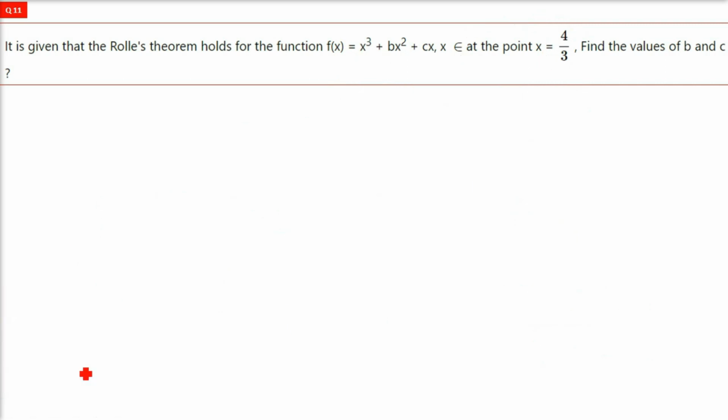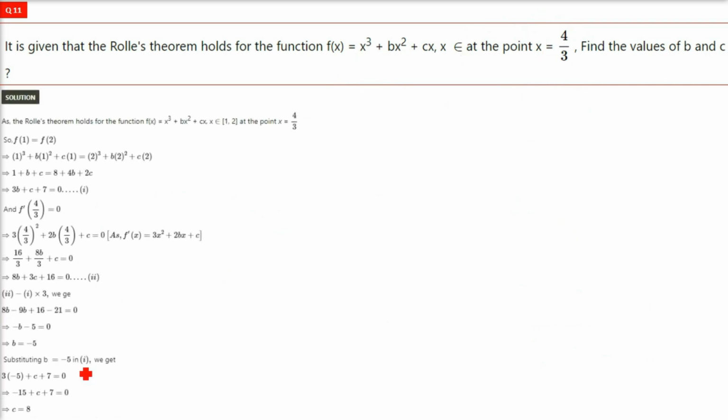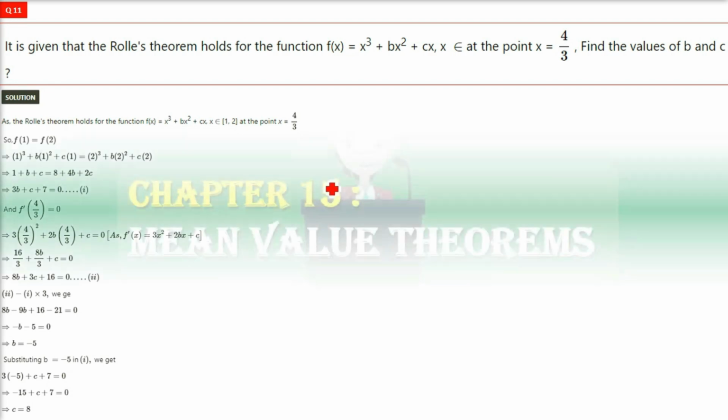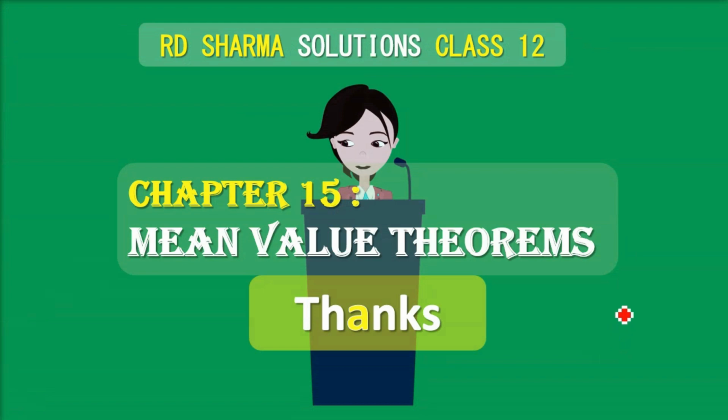So I'm just clearing it, and whatever I've spoken, this is how you're going to write it. This is the whole process you need to follow. So this is all about this exercise. Thank you so much and take care.